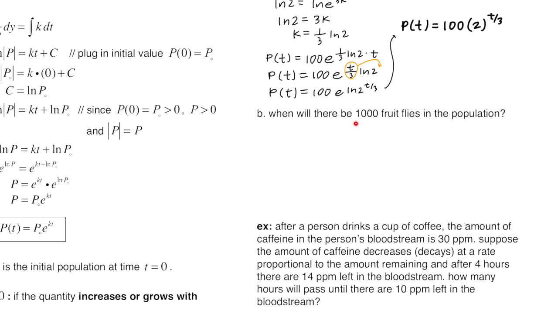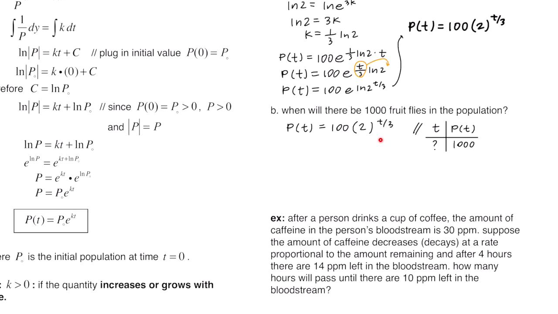Part B says, when will there be 1,000 fruit flies in the population? So I took this equation and wrote it out here, and then I made a chart. We're trying to find the time when the population is equal to 1,000. So we're going to take 1,000 and plug it in over here and solve for t. All right, so we have everything set up. So we're going to solve for t.